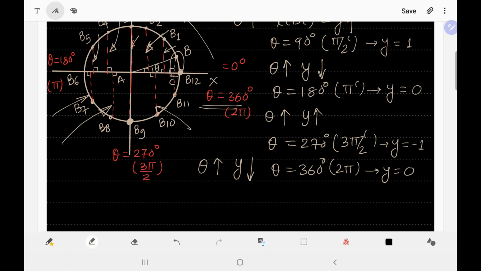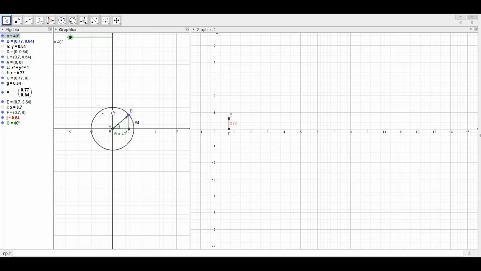And let's do it with the help of a graphical calculator. I am using GeoGebra Classic as my graphic calculator. I have drawn unit circle with center A over here. I plotted the point B such that segment AB makes an angle theta with the horizontal. Right now the value of theta is 40 degrees. BC represents y coordinate of point B.